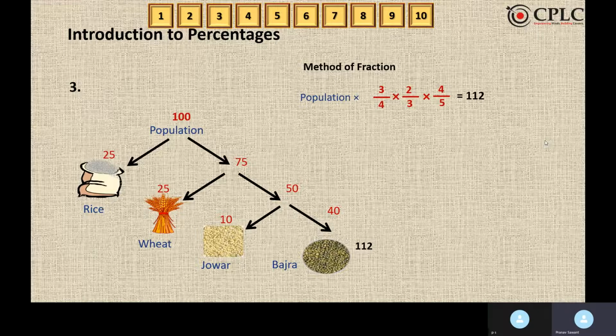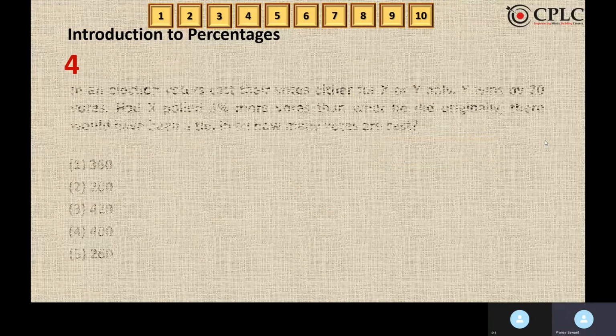The population, we don't know that. So that is what they are asking us. Population into 3 by 4 into 2 by 3 into 4 by 5 is equal to 112. After solving this, we will get the value of population, that is 280. Moving to the next question.